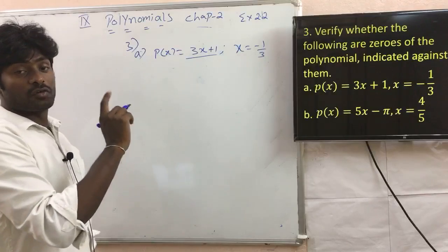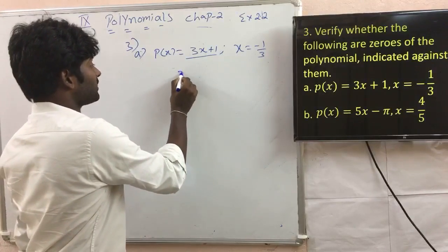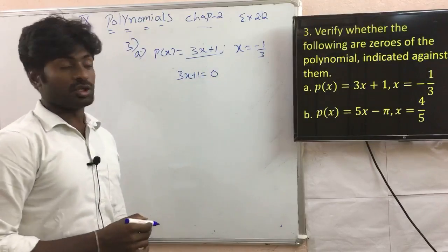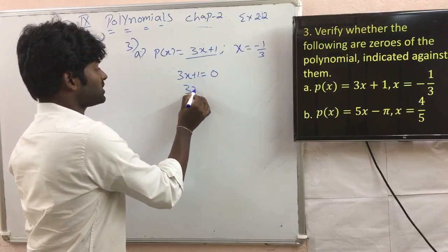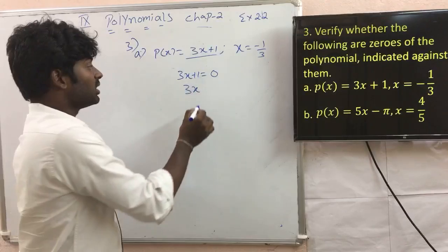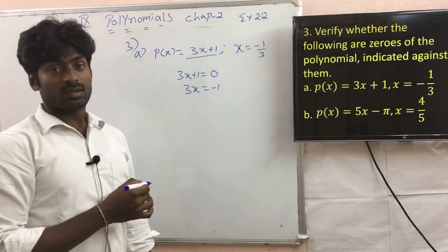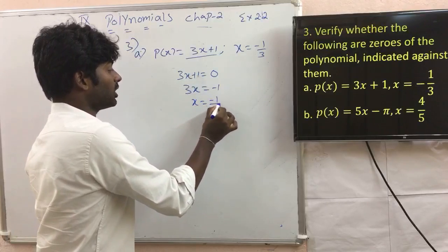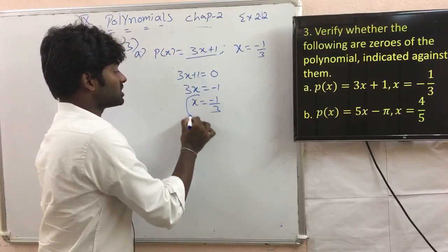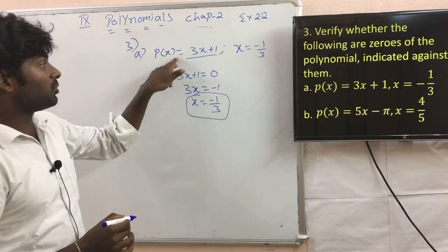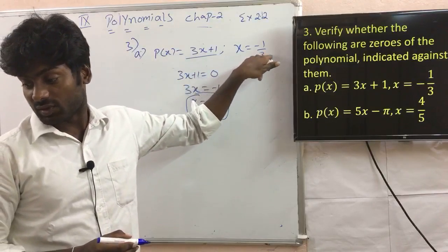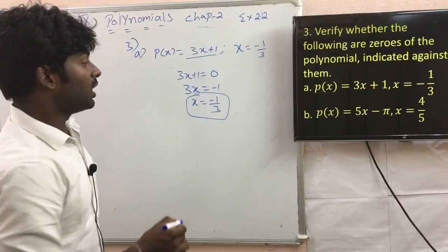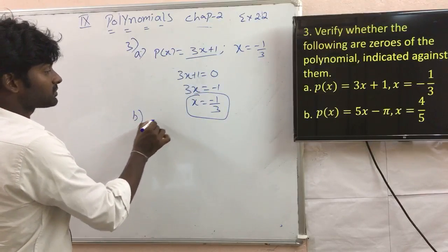So when you are asked to find the zero, make the given polynomial equal to 0. So 3x, if you transpose plus 1 to the right side, you will get minus 1. Again, if you transpose 3, you will get by 3. So minus 1 upon 3. So this is the zero of the given polynomial. Already he also gave x equals minus 1 by 3. Yes. Now go for the second one.